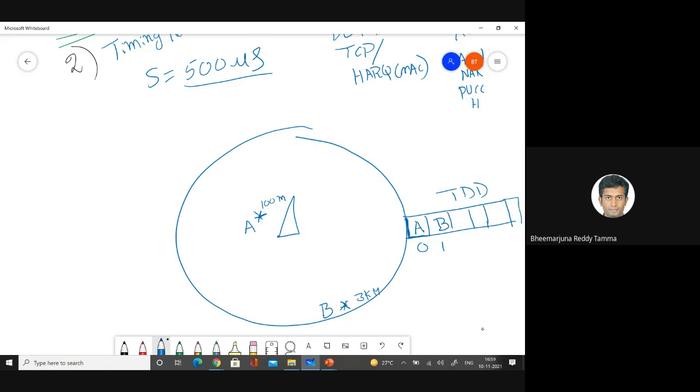This is the time domain. Okay, this is the time. So slot 0 is given to user A, and slot 1 is given to user B. And if you calculate the propagation delay from A to the base station, it is kind of 0, right? But when you have 3 kilometers, 3 into 10 to the power of 8, right?